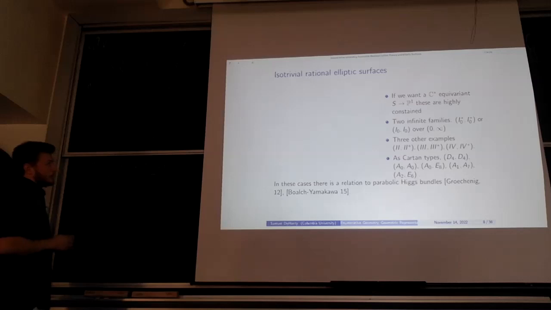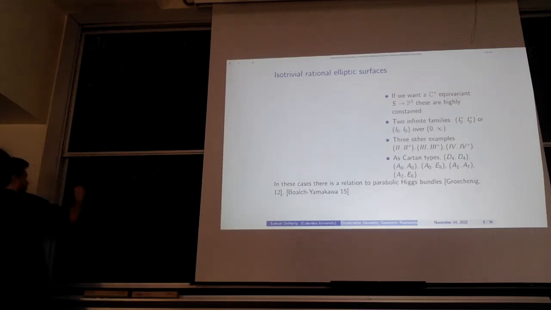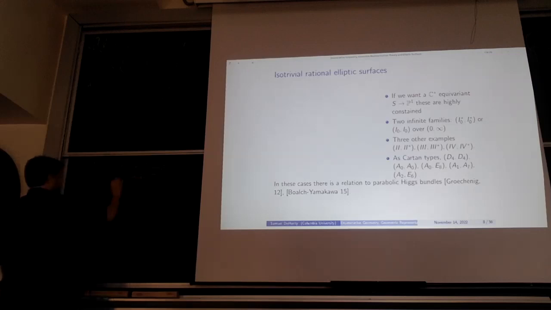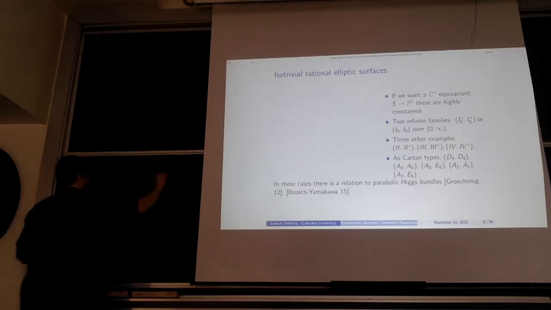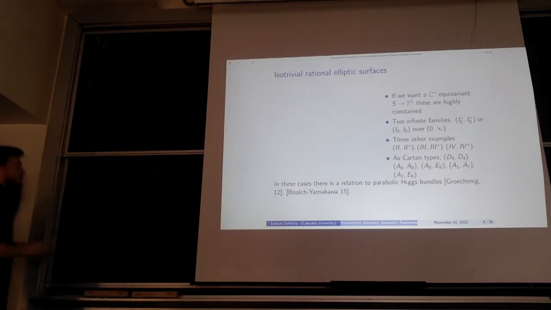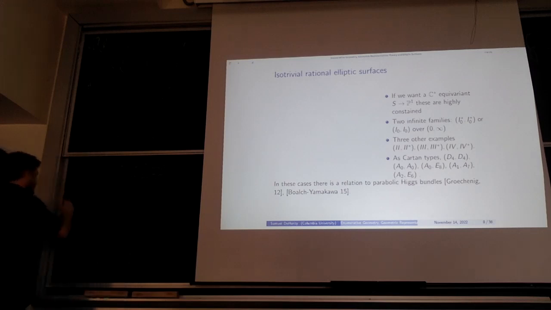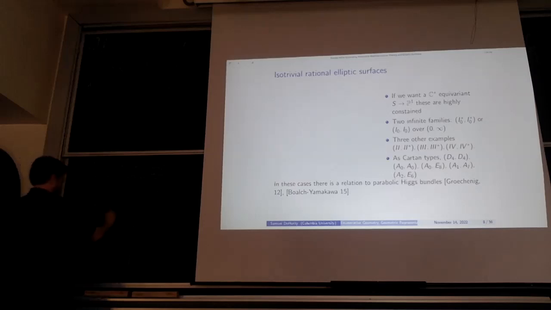And what we're left with are two infinite families and three other examples of elliptic surfaces. The two infinite families are just the trivial elliptic fibration. So we have our fiber over zero and our fiber at infinity. These are just I0 fibers. For this, the J invariant can be anything. Then we have the cases where both fibers are type I0 star, corresponding to an affine D4 Dynkin diagram.